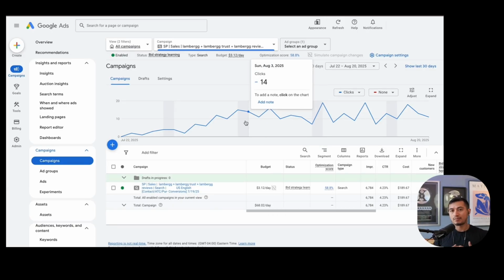So that's how you optimize your Google Ads. I have a different video if this is your first time setting up a Google Ads campaign, YouTube Ads campaign. I have a different video for that. This was just a video for optimization.